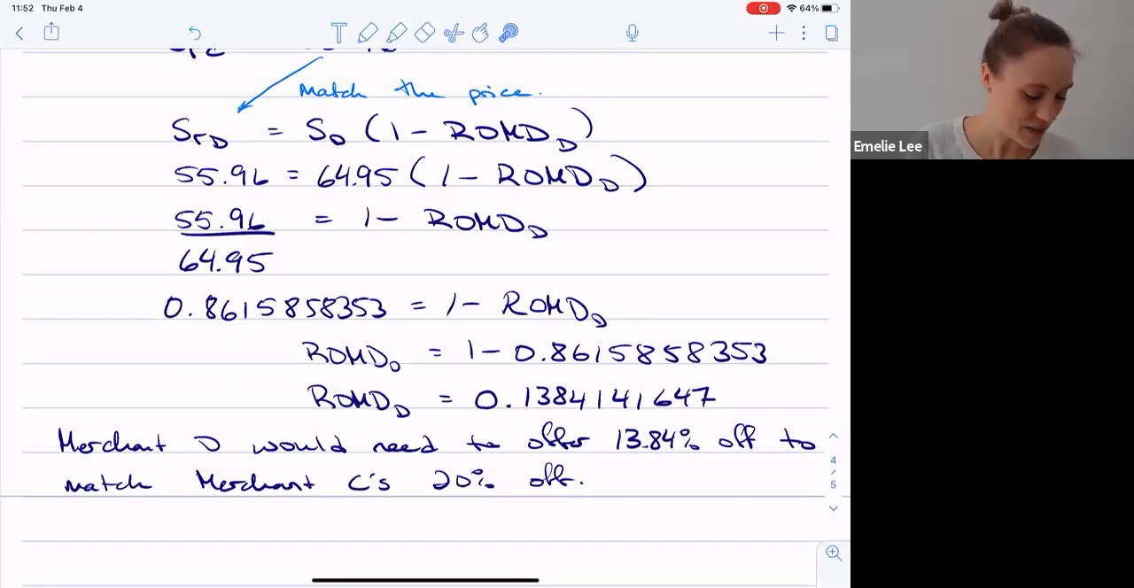All right. So that's markdowns. Any questions before we head into the next section?